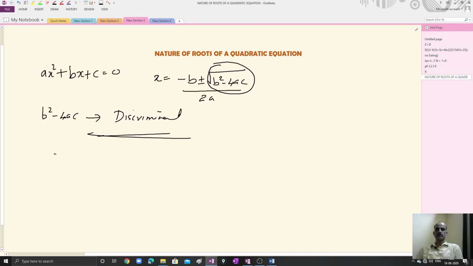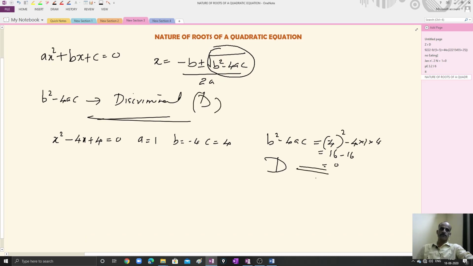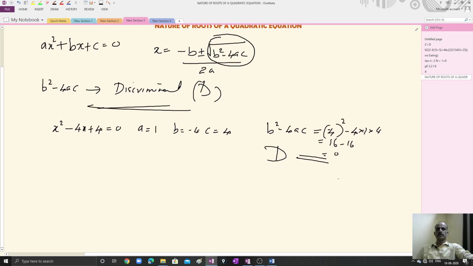Let us consider an example. x square minus 4x plus 4 equals 0. Here, a is equal to 1, b is equal to minus 4, and c is equal to 4. What is b square minus 4ac? It is minus 4 whole square minus 4 into 1 into 4, that is 16 minus 16, which is equal to 0. So the value of the discriminant is 0 in this case.